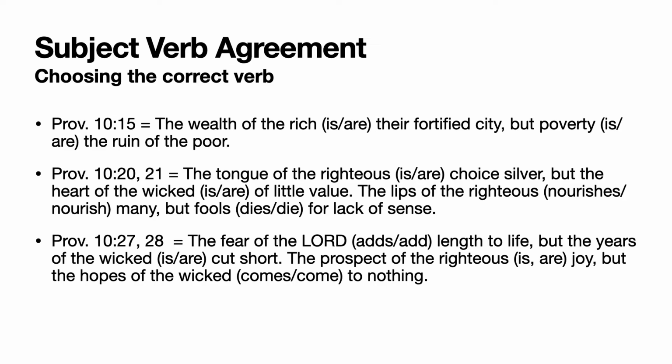Okay, very good. Since the subject of this sentence is wealth, and it's singular, we also answered with a singular verb, which is. Now let's go to the other clause. But poverty blank the ruin of the poor. Can somebody answer this? All right. Okay, very good. The answer is the verb is, but poverty is the ruin of the poor.